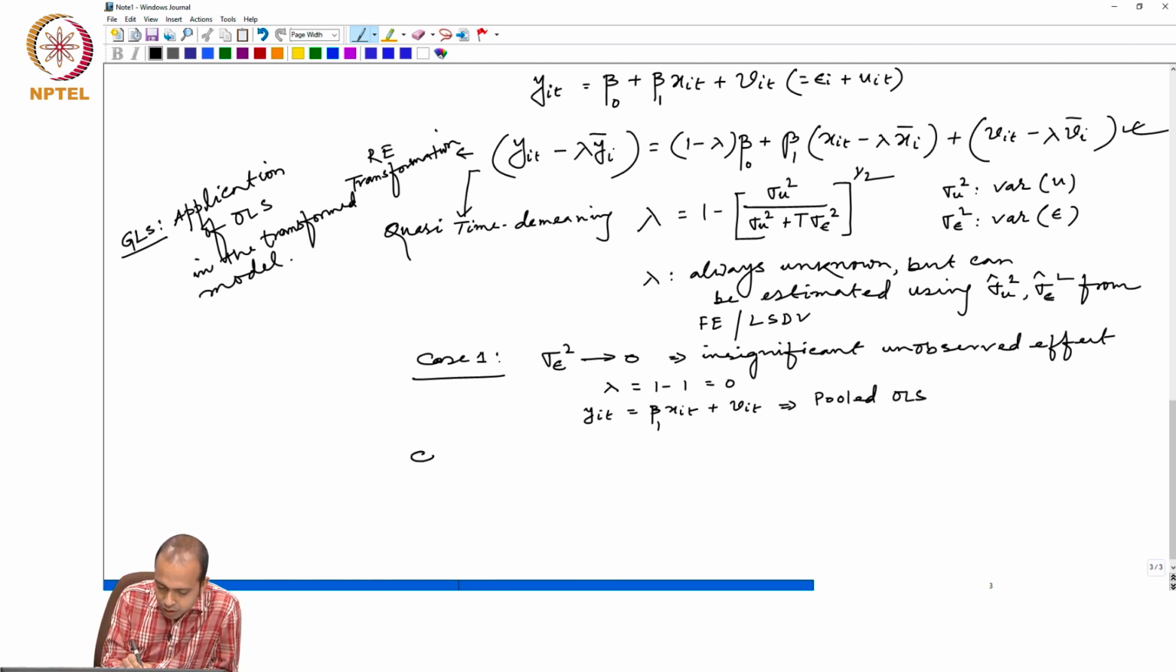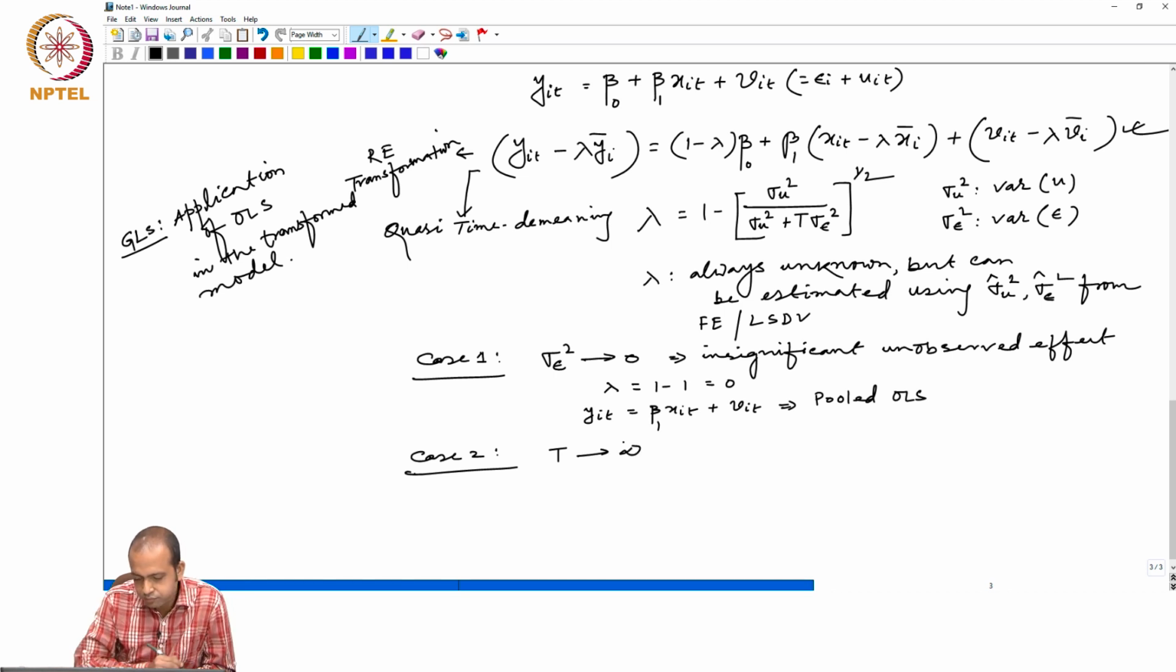Similarly, case 2: when t, the total number of time periods, tends to infinity, you have a large number of time periods, then what will happen? Lambda will become 1 minus, when t tends to infinity, the denominator t multiplied by sigma square e also becomes infinity, and sigma square u added to infinity is also infinite, and sigma square u divided by infinity becomes 0. So 1 minus 0 equals 1.